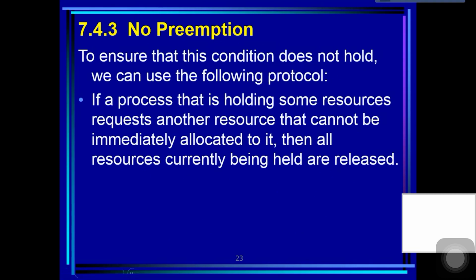Third, no preemption. The third necessary condition for deadlocks is that there be no preemption of resources that have already been allocated. To ensure that this condition does not hold, we can use the following protocol. If a process is holding some resources and requires another resource that cannot be immediately allocated to it, that is, the process must wait, then all resources the process is currently holding are preempted. In other words, these resources are implicitly released. The preempted resources are added to the list of resources for which the process is waiting. The process will be restarted only when it can regain its old resources as well as the new ones that it is requesting.